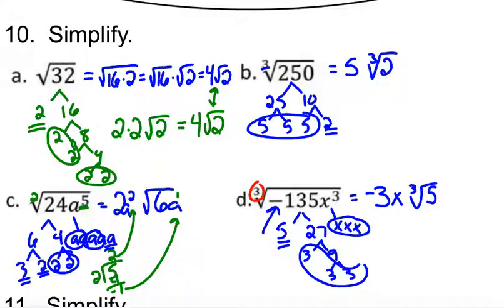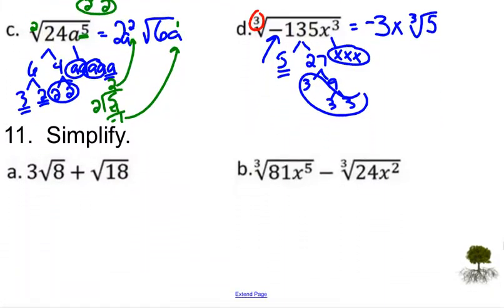Okay, last couple of these. We want to simplify these things. Notice these have addition and subtraction in them. You can only add and subtract radicals that are alike, like radicals, we're going to call them. So as 11a, 3 root 8 plus root 18, as it is right now, you cannot add those.